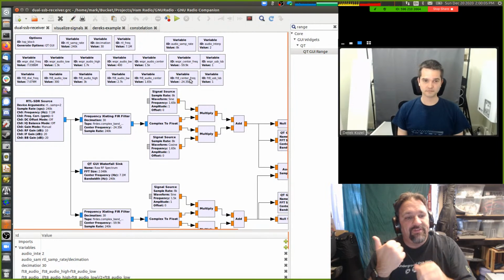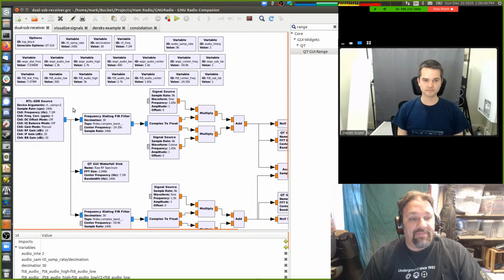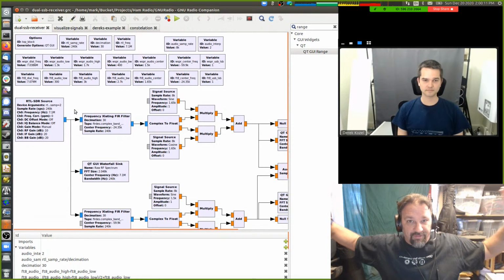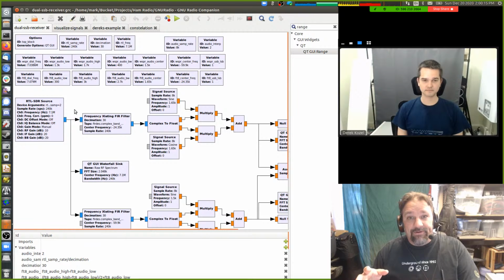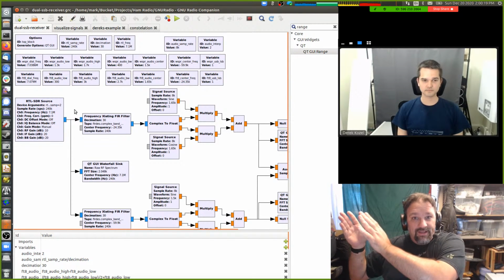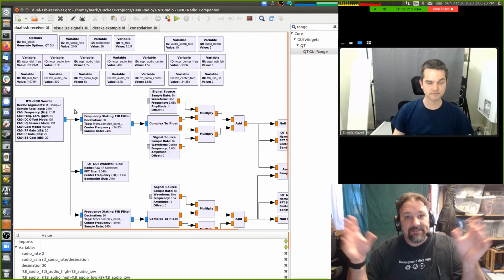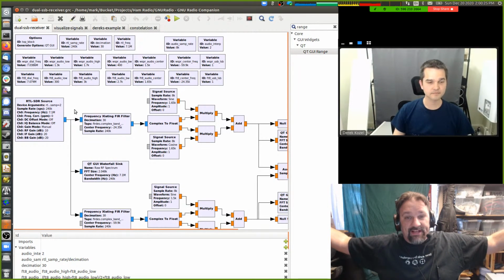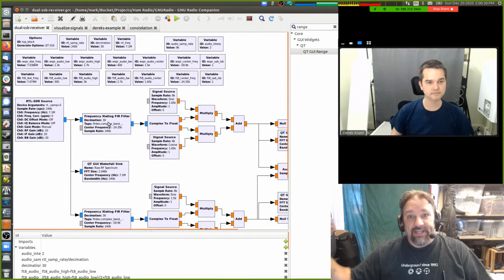So the output of the frequency translating FIR filter is a lower sample rate than the input. So you don't have all of the other frequencies on either side. And the magic in this that I still don't understand how it does it is it grabs frequencies from over here, shifts them into the 0 range, and then filters out everything else, and then decimates it down to a lower sampling rate. So freaking magic.